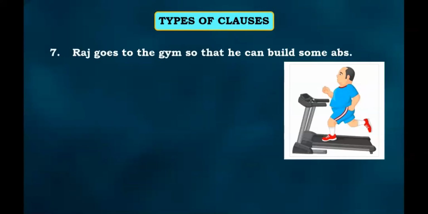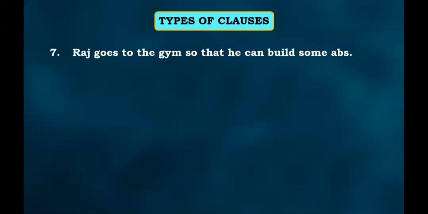Raj goes to the gym so that he can build some abs. Come on, two finite verbs. Very good. Goes and can build. Okay, very good, guys. Next one, pick out the subordinator. Very good. The subordinator is so that.